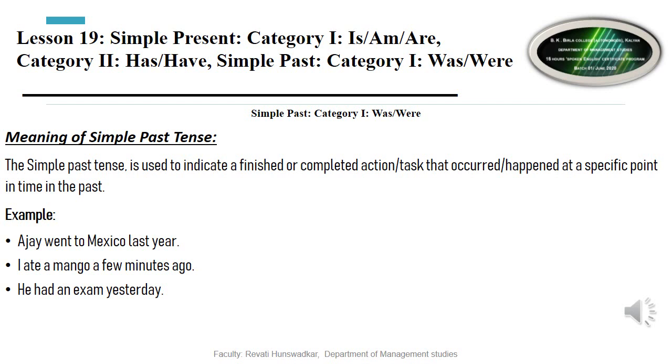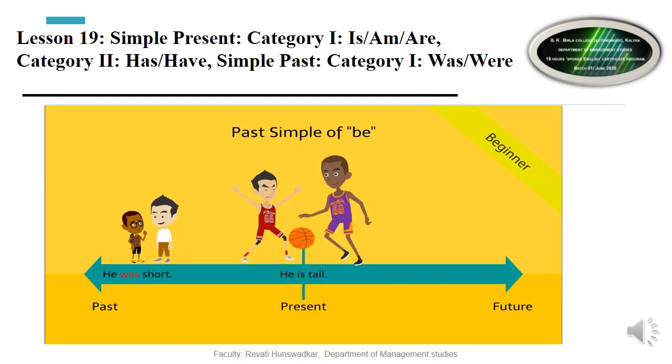He had an exam yesterday. His exam was yesterday, so that is past. His exam will be tomorrow, that is future. So simple past tense indicates your completed action or finished work at a specific point. Some work happened at some time. That is known as simple past tense. So coming up to our next slide, we can see an image of simple past tense. Past of simple be.